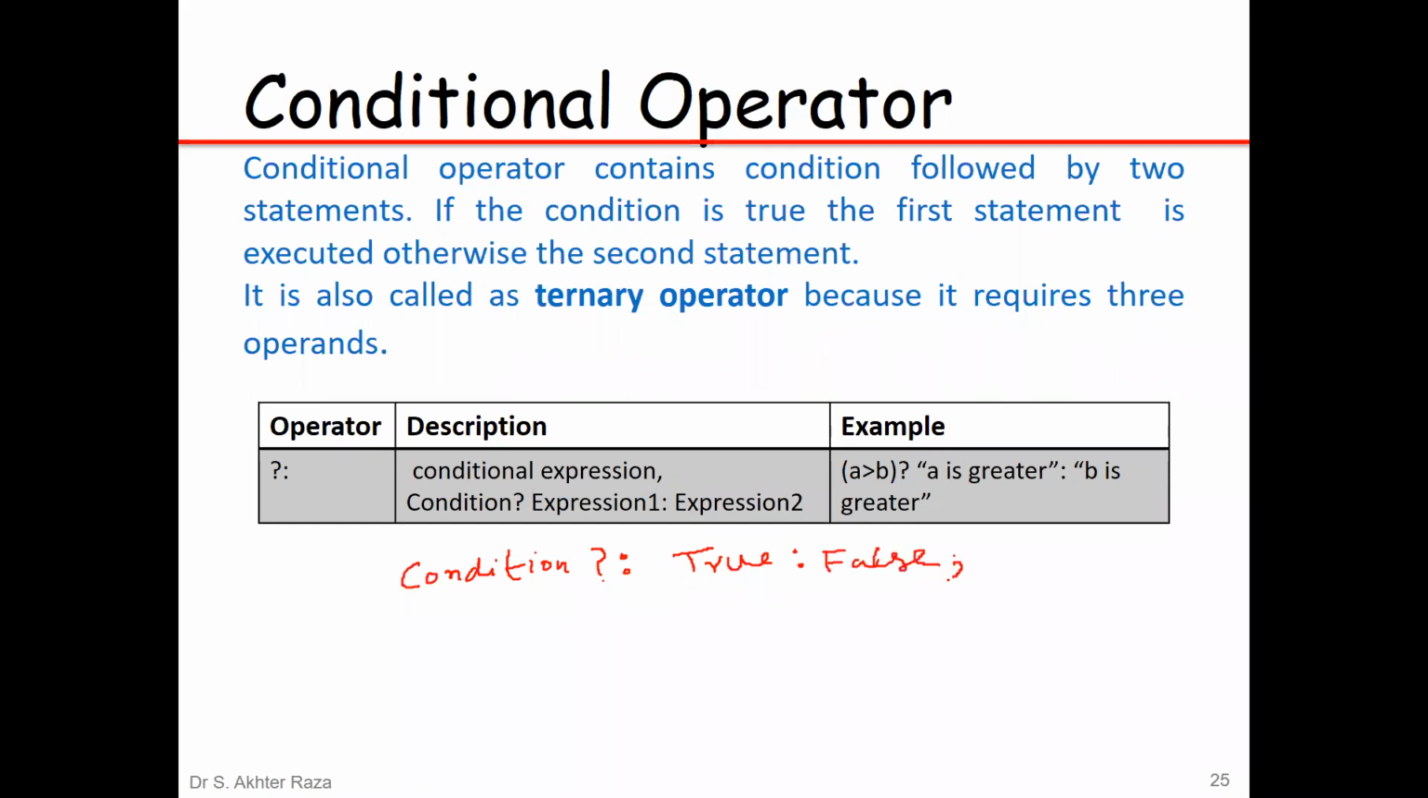Then there is a semicolon at the end. I put a wrong symbol here. This is: condition question mark true colon false. If the condition is true, then this action will be taken. If the condition is false, this other action will be taken.